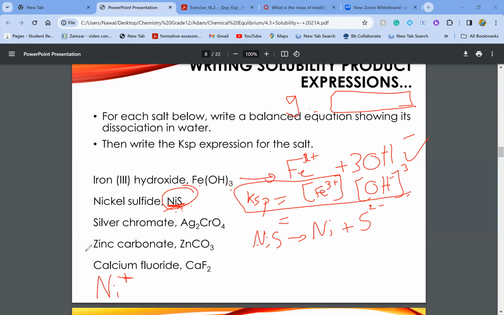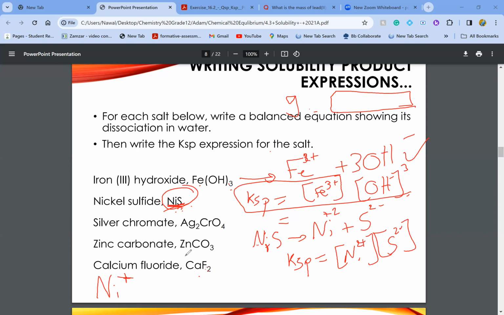It's 2 plus and then it has 3 plus. Why? Because it's a transition metal, when it has more than one charge. Nickel 2 plus, so this is 1:1 because they cancel. And then Ksp will be equal to nickel 2 plus times sulfide 2 minus. That's all. Zinc carbonate is 1:1. It's easy. Calcium fluoride.